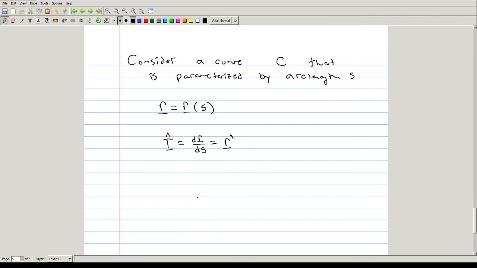Furthermore, remember that we define the curvature of a curve, the curvature function at any point, to be the magnitude of the rate of change of t with respect to s. Because t is the first derivative of r, position with respect to arc length, this is the same thing as saying that it's the magnitude of the second derivative of position with respect to arc length, or just r prime prime for short in this notation.